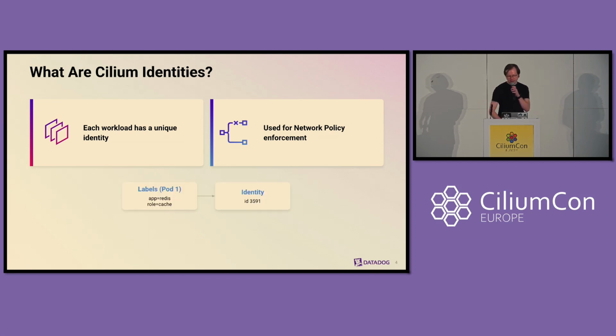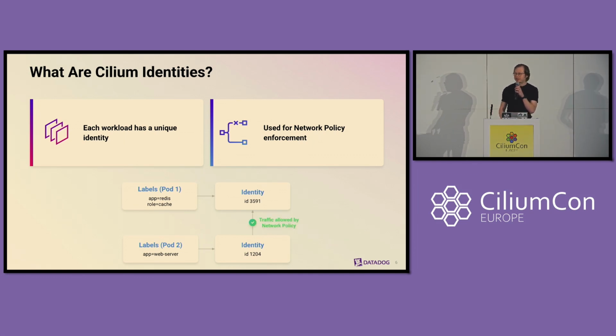And a very quick example with pods. Cilium would use labels internally in order to generate the identity. So for this particular pod 1, it would generate some internal identity. For pod 2 with different labels, a different identity. And then internally, when you write network policies, it will use these identities in order to allow or disallow traffic.